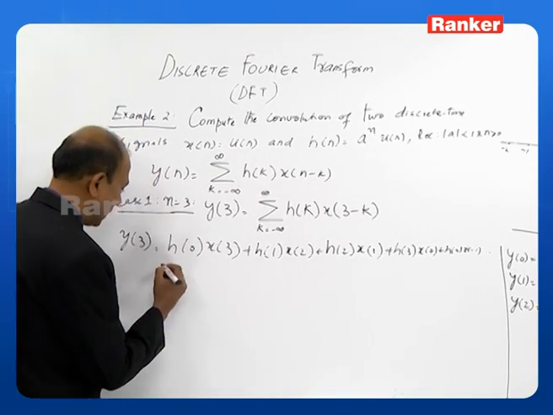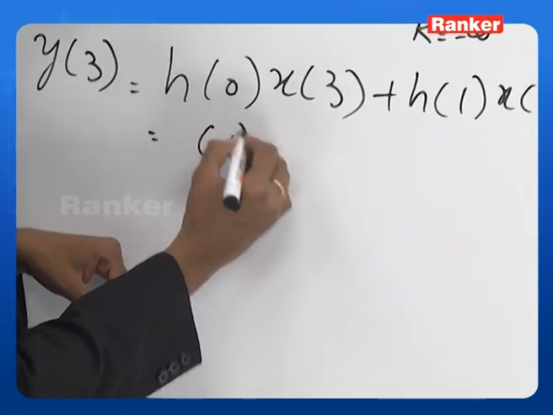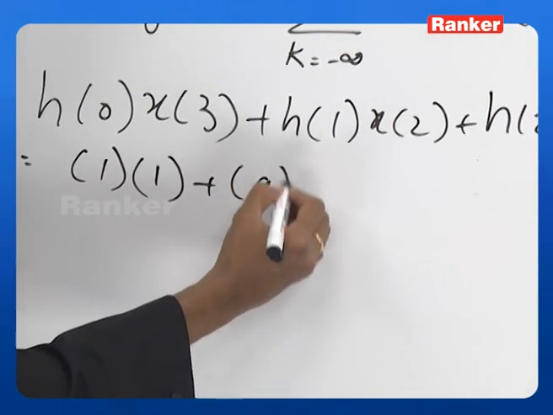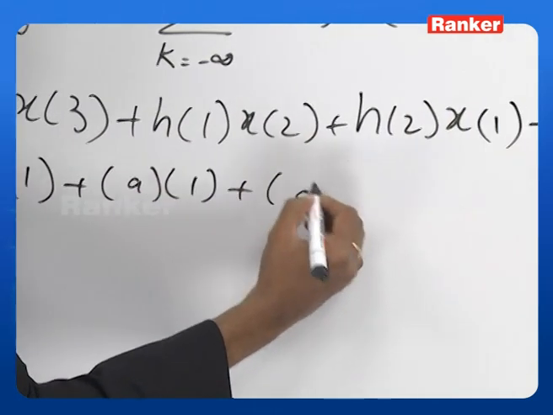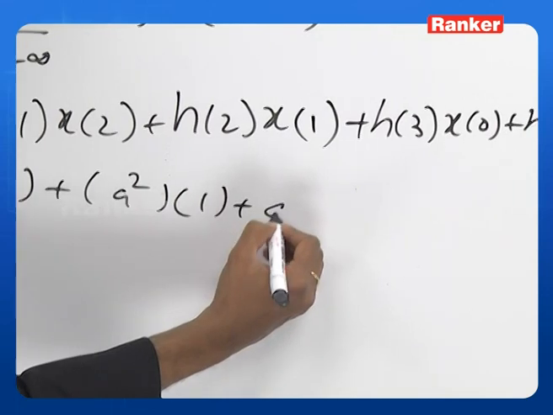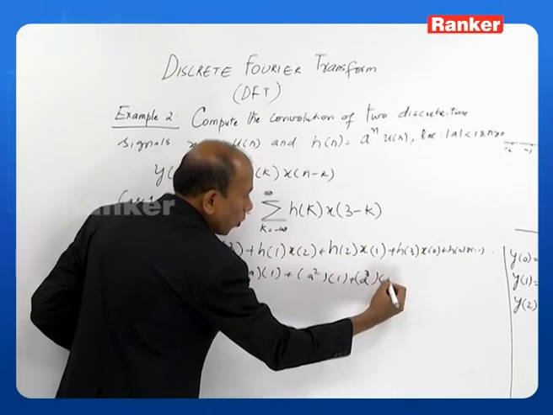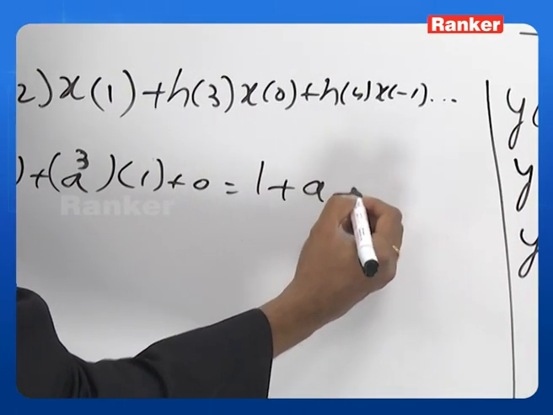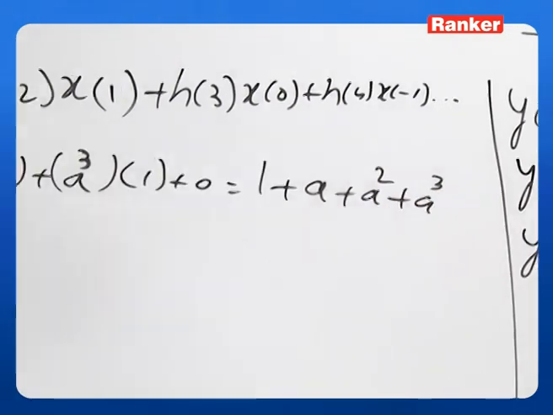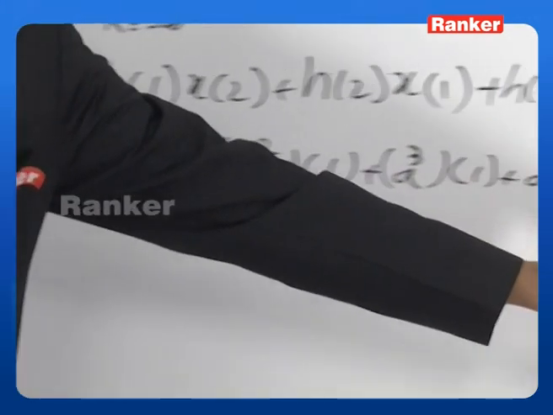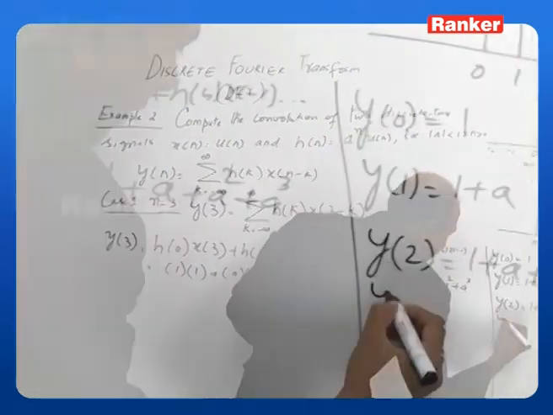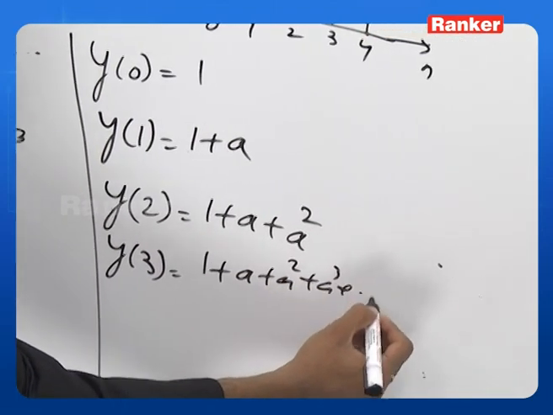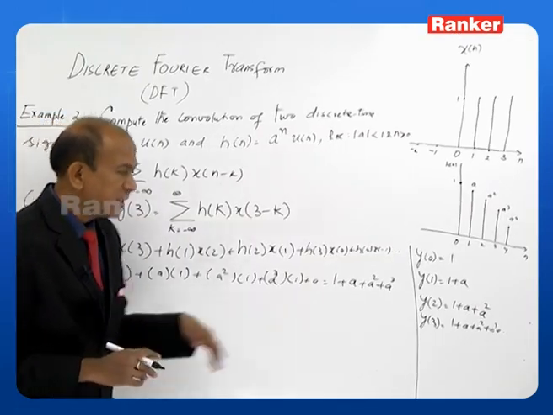Now let us see this. Now h of 0 is 1 for us here, and as I said, x of 3 up to n is always 1. So this is 1 plus h of 1 is a, and this is 1 plus h of 2 is a square, this is 1 plus a cube, into 1 plus 0. So what is the answer now? This will be equal to 1 plus a plus a square plus a cube. So let us write down that here. So y of 3 is equal to 1 plus a plus a square plus a cube and so on. So these are the different values.